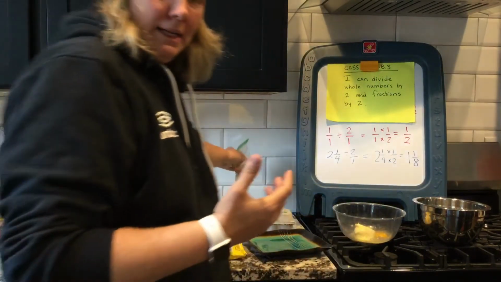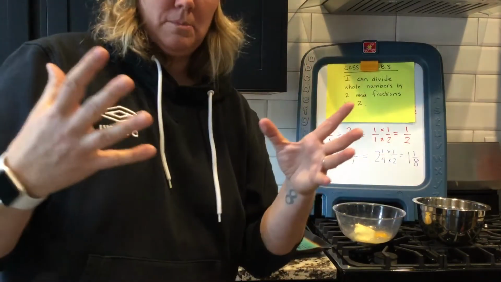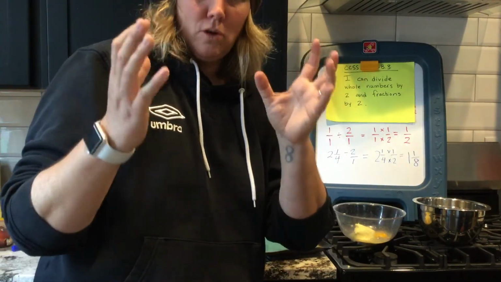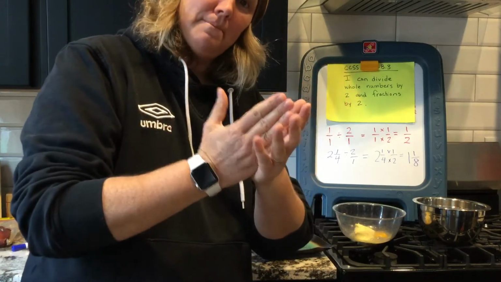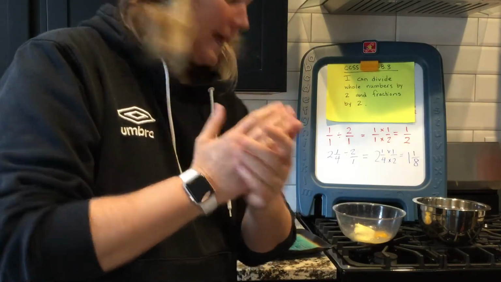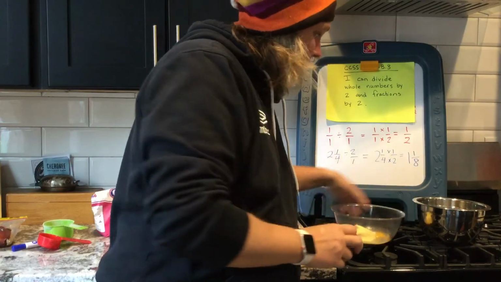In order to do that, I need to take what the whole recipe calls for, the servings for a whole recipe, and I need to divide them by two. I need to split them in half. So I have two bowls, 1, 2.